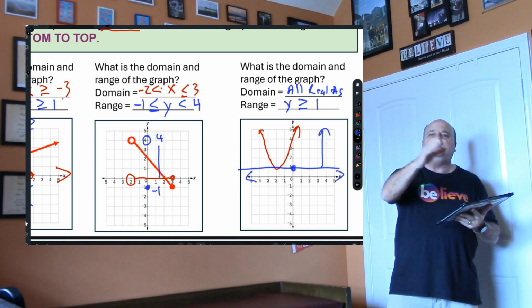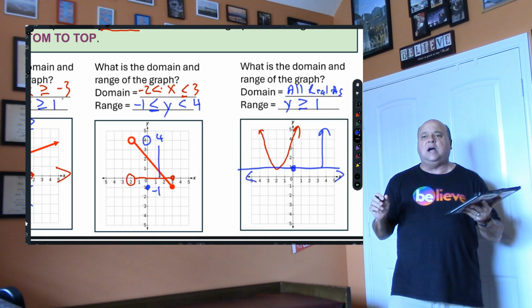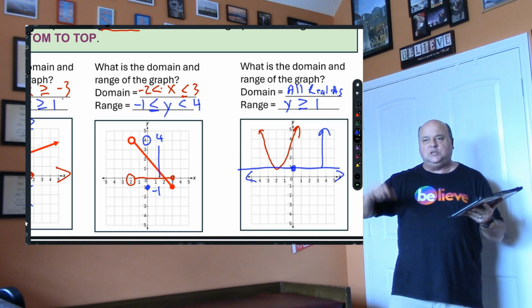Try to get your domain and range down. Remember, arrow tips means it keeps going. Dots means it stops. Domain left to right, range bottom to top.